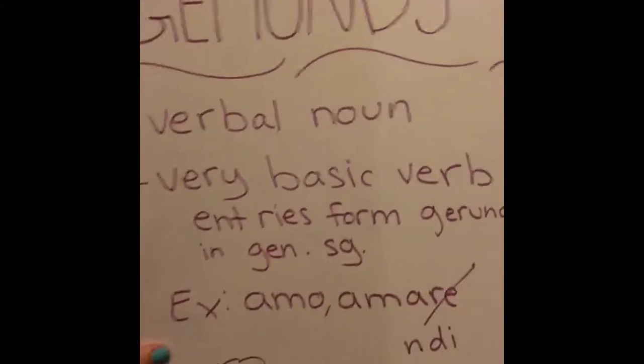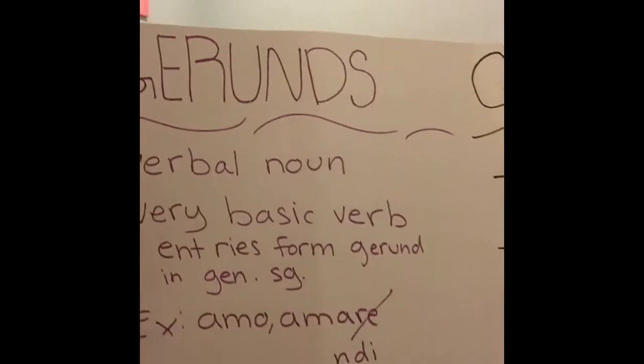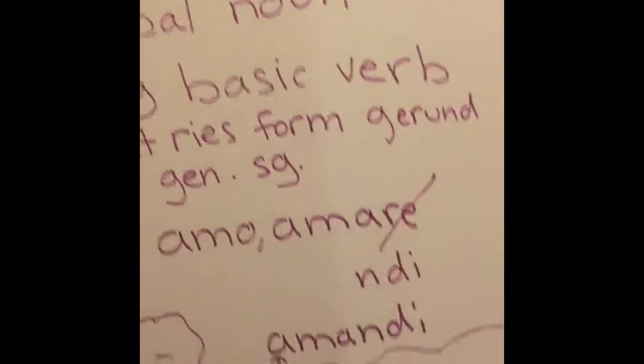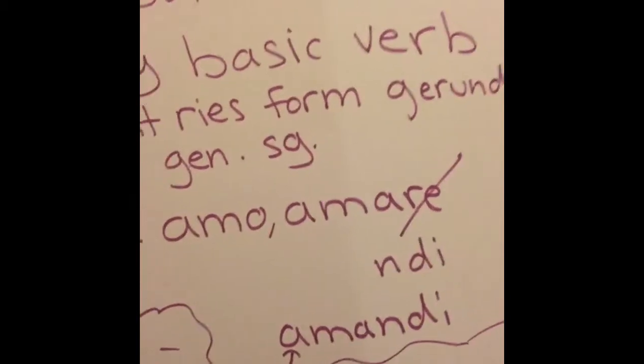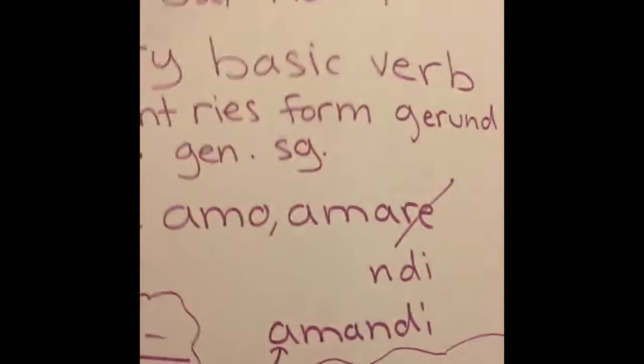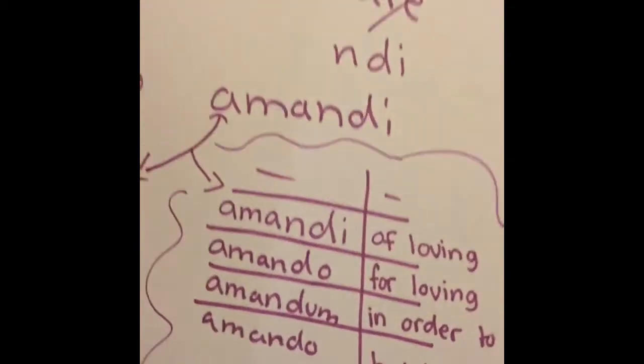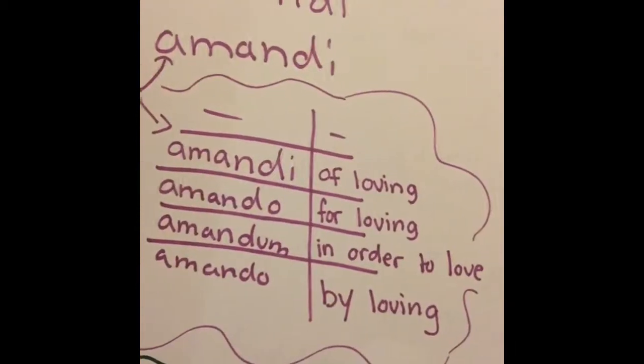So first I'm going to be talking about gerunds. Gerunds are verbal nouns, and they're very basic. They form the gerund from the genitive singular. So as I have here, for example, amo, amare: you take off the re and add ndi, which turns into amandi. And whenever you add that to the little gerund chant, you get amandi, amando, amandum, amando. Just translated: of loving, for loving, in order to love, and by loving.